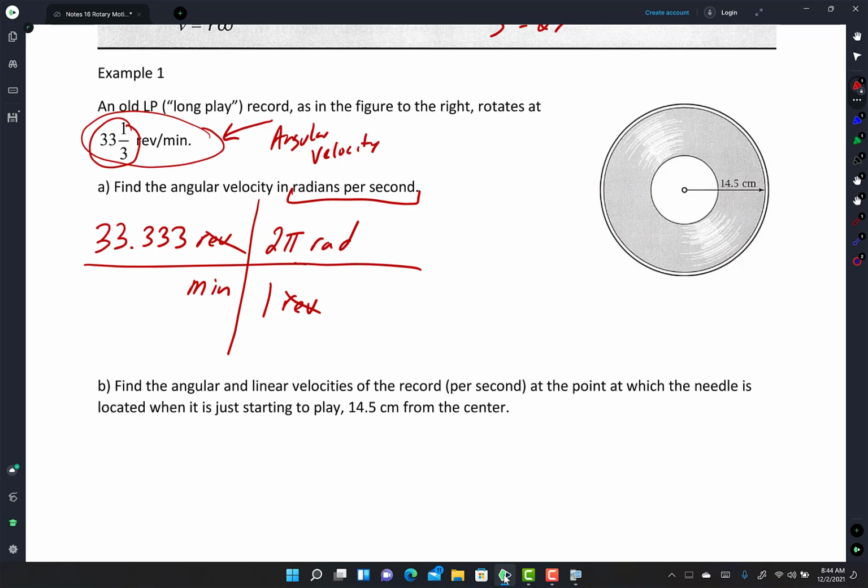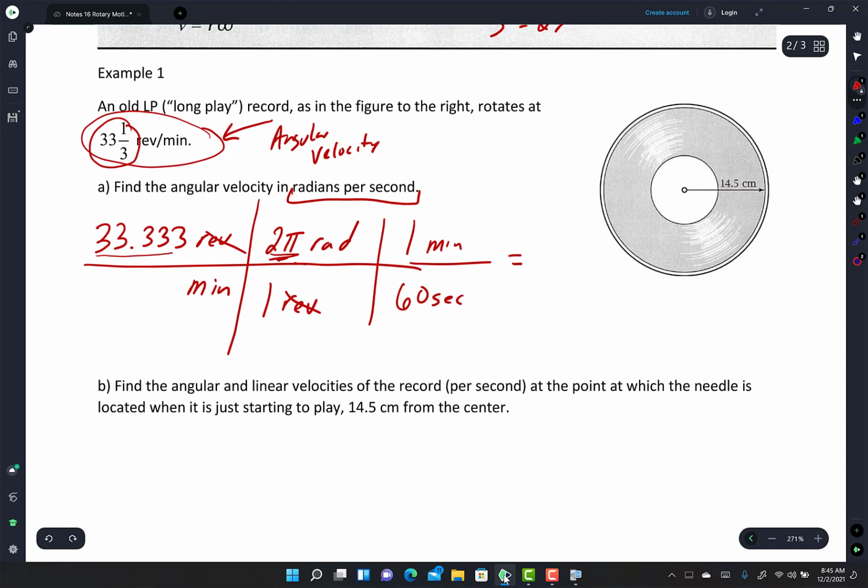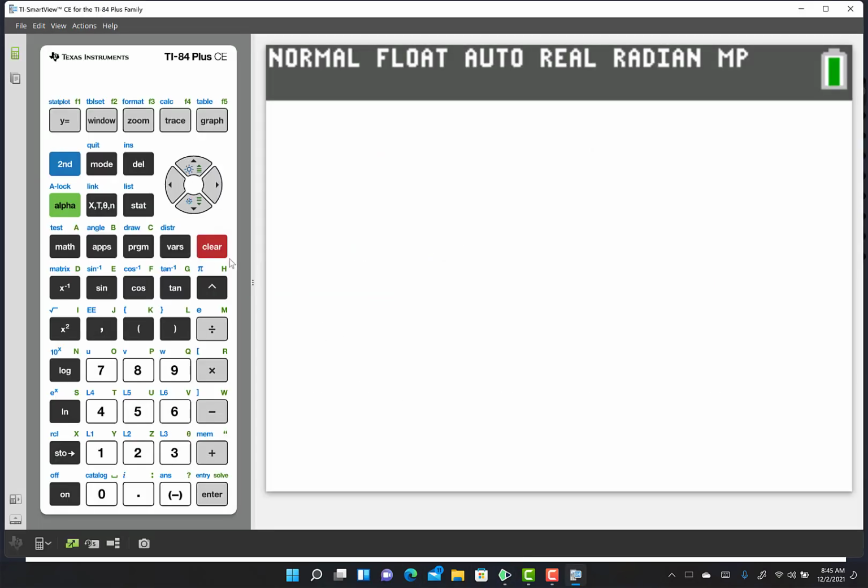I don't want radians per minute. I want radians per what? Seconds. So in 1 minute, how many seconds do I have? So there it is. Whatever I have in the top, I'm going to multiply. Whatever I have in the bottom, I'm going to multiply, and then top divided by bottom. That makes sense? Look, don't worry. All I'm saying is this. 33.333 times 2 pi. Whatever answer you get, you're going to divide by 60. We're good.